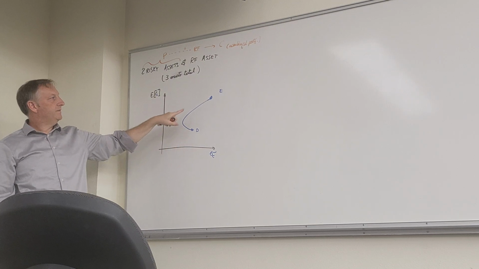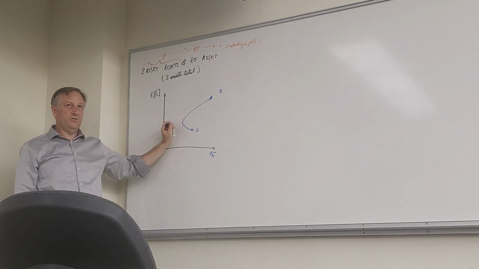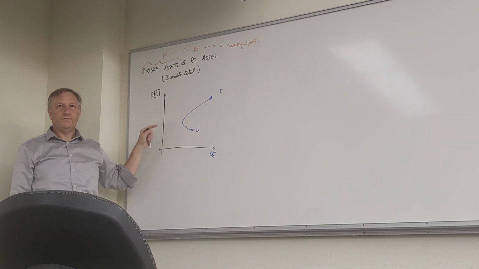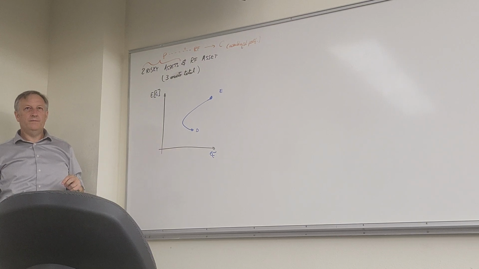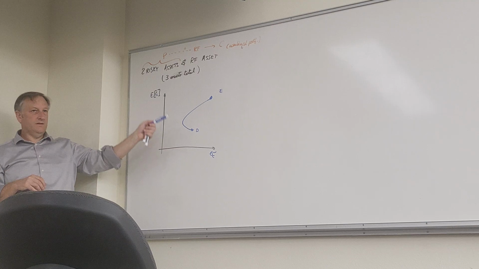How can you get this graph? If the correlation is 1, how does this graph look in expected return-risk space? Maybe just a straight line. It would be just a straight line.